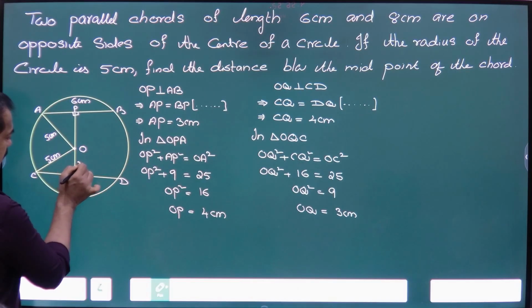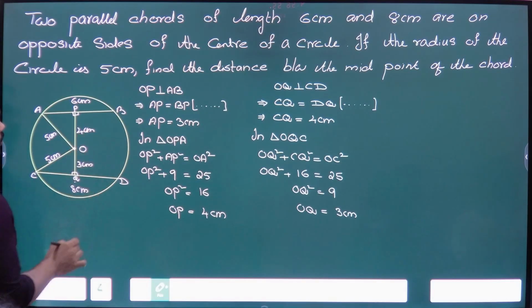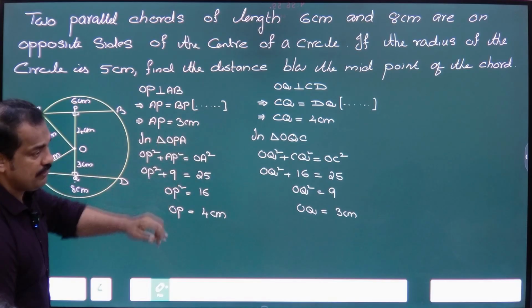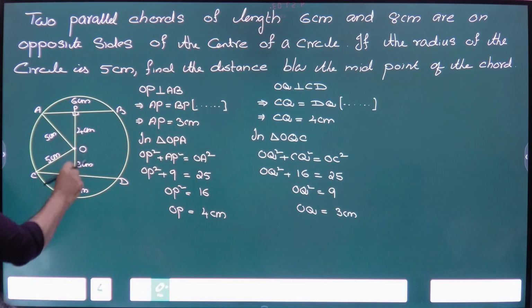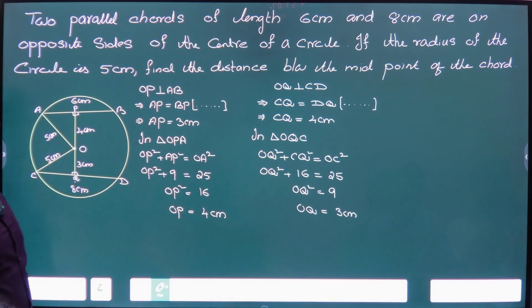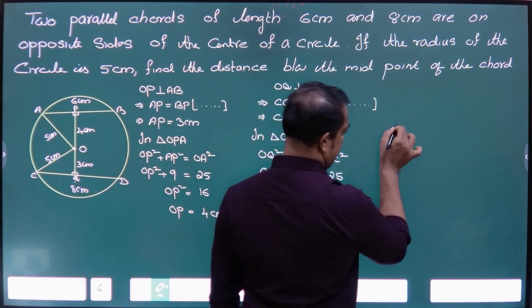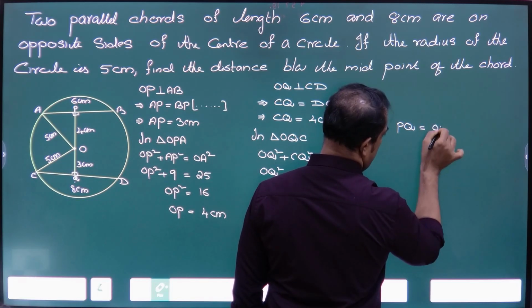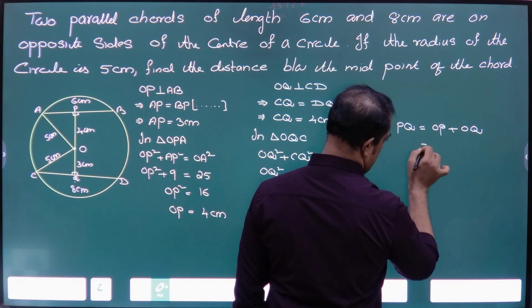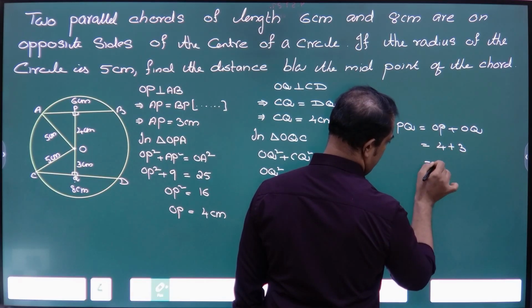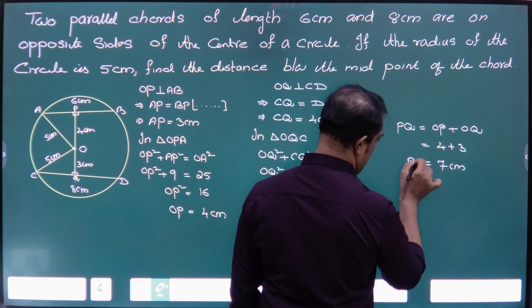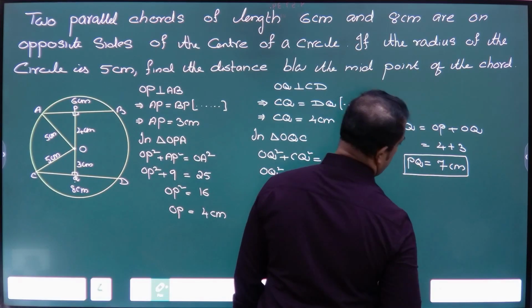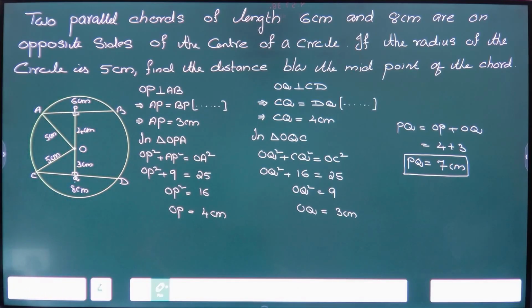See, we found this length, 3 centimeter, but what was asked in the question? Find the distance between the midpoints of the chords, that is PQ. How much is it? 7 centimeter. PQ is equal to OP plus OQ, that is 4 plus 3. PQ is equal to 7 centimeter. So the distance between the two chords is equal to 7 centimeter.